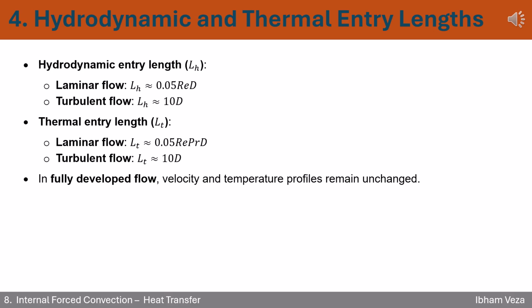around 0.05 times Reynolds, Prandtl, and diameter in laminar, and about 10 diameters in turbulent. Once the flow travels beyond these lengths, it's called fully developed flow. At that point, velocity and temperature profiles stop changing along the pipe, making it easier to analyze and predict performance. Bottom line, know your entry lengths to avoid miscalculations early in the flow, especially in short pipes or channels.